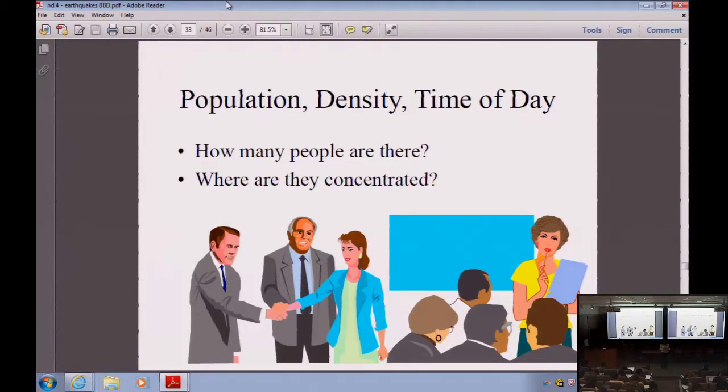The damage would be the same, but nobody would be trapped in the buildings. Maybe some night workers, security, cleaning staff. The death toll would be smaller. So it matters what time of day the earthquake happens and where people are. An interesting example of this is in San Francisco, again, the 1989 Loma Prieta earthquake. There was a big earthquake, but relatively few people were injured.